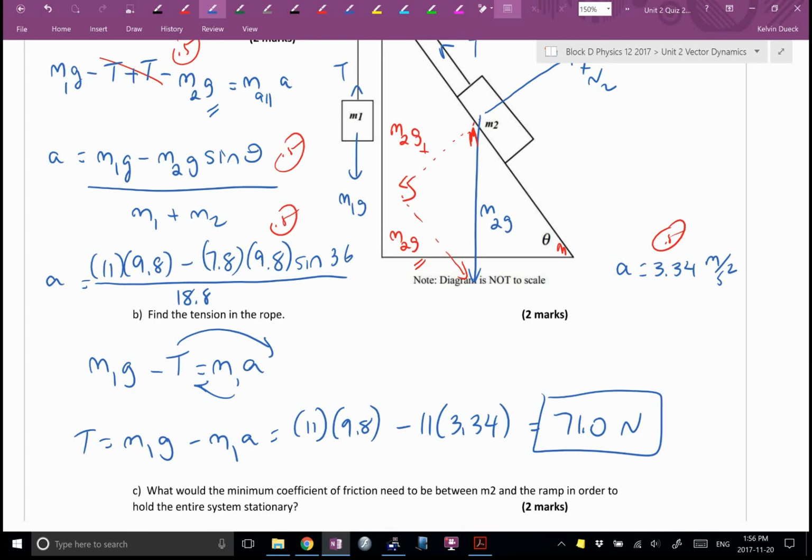Now, C asks, what would be the minimum coefficient of friction to hold this thing stationary? If I wanted this not to move, which way would friction have to be pointing?